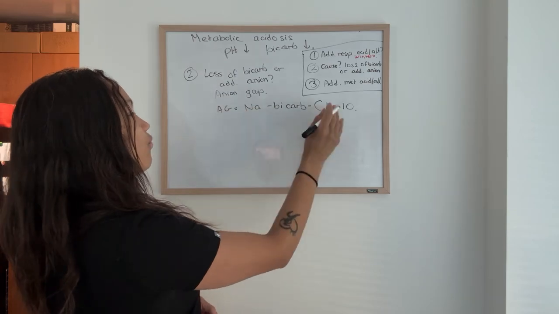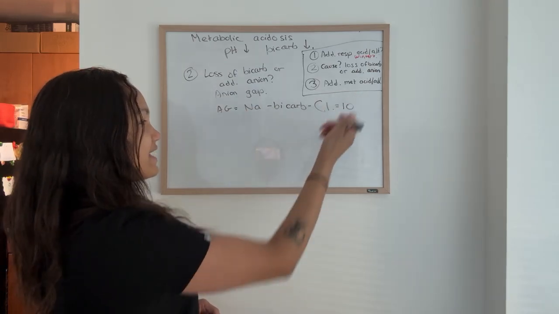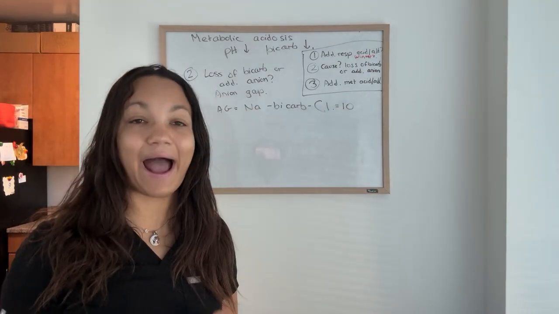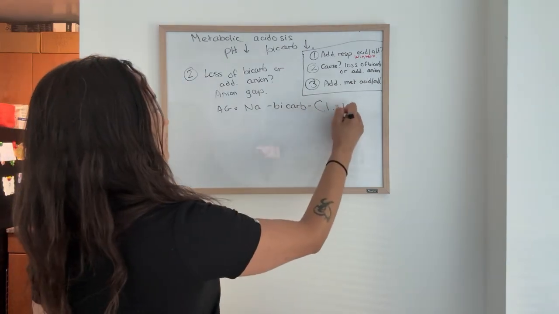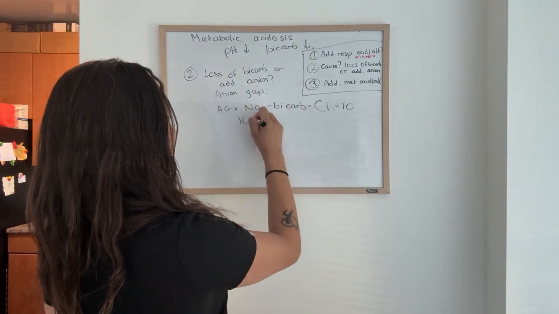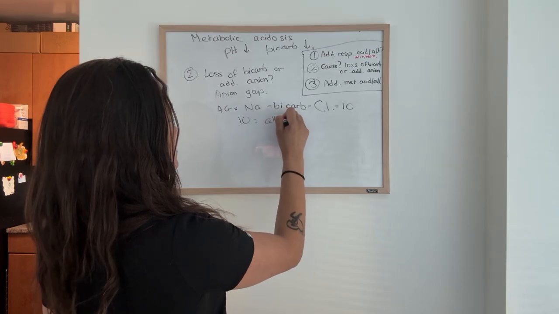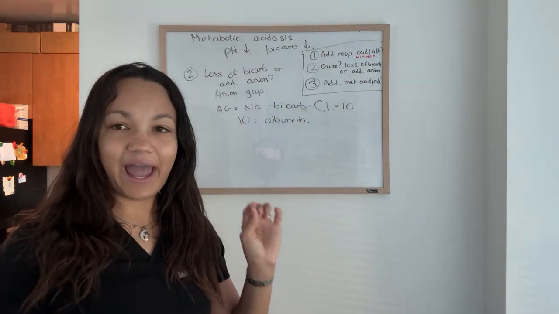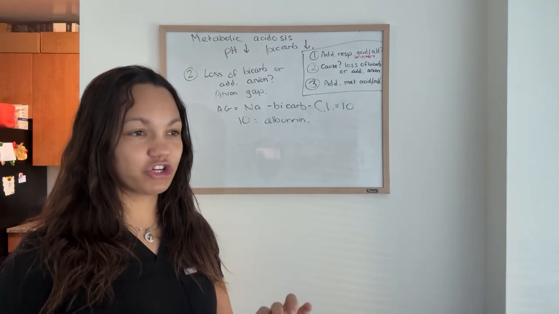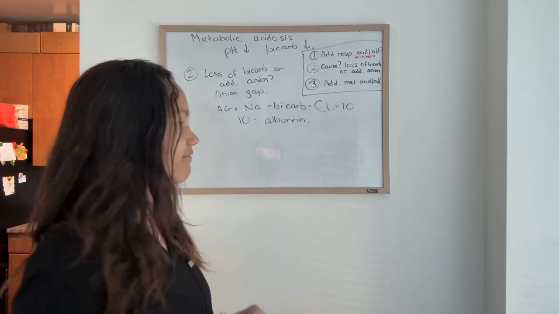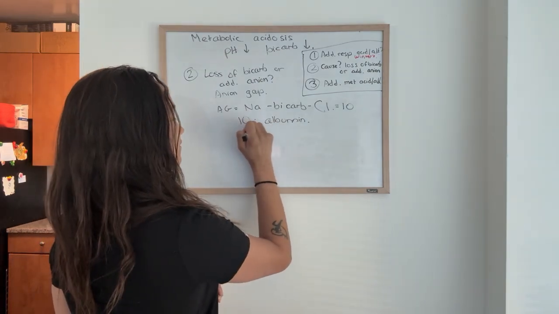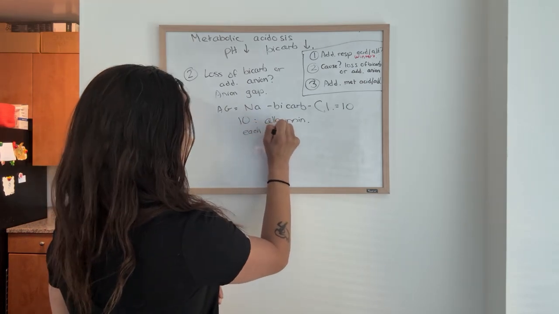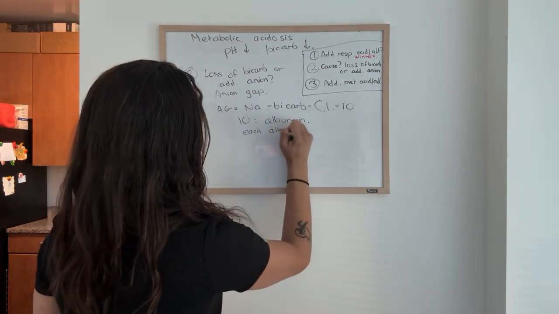So what accounts for those 10 anions is primarily your albumin. So 10 is your albumin. That's the negatively charged protein really contributing to everything. Each albumin has a charge of negative 2.5. And you'll see where I'm going with this in a second.